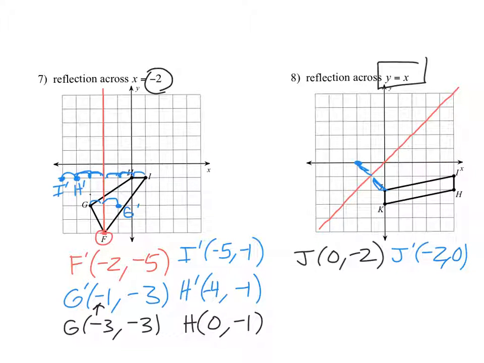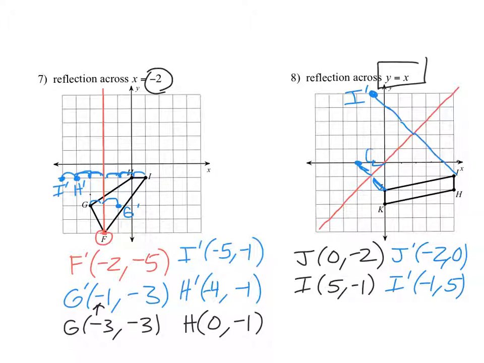Let's do I. Where's I at? I is at 5, -1. So where would I apostrophe be? -1, +5. Because if you do this, 1, 2, 3, so you go 1, 2, 3, there's going to be the new point, I apostrophe. Where is that? That's -1, 5. So all you're doing to do these is switching the x and y.